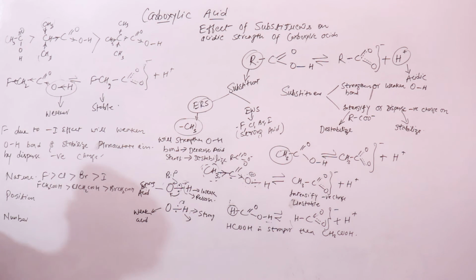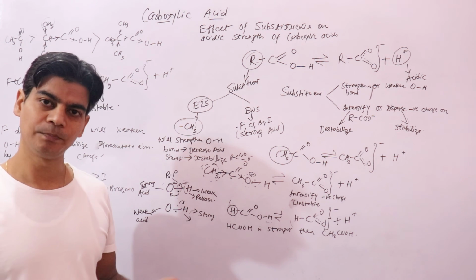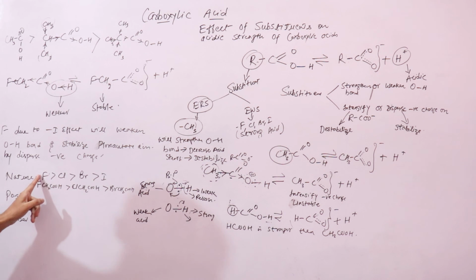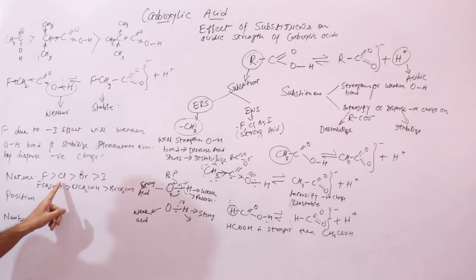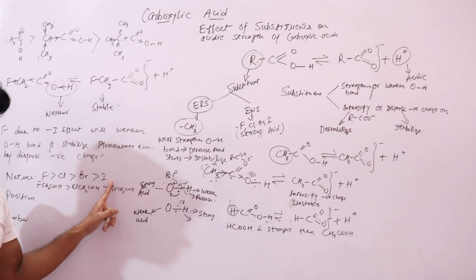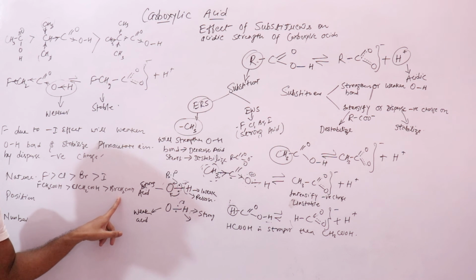And how does it do so? Nature, by nature we mean this halogen atom. We know that halogens are electronegative. So the more electronegative the halogen atom is, the stronger would be the acid, right? So fluorine is most electronegative, so it will attract the electron density more compared to chlorine. So fluoroacetic acid would be stronger than chloroacetic acid, and since chlorine is more electronegative than bromine and bromine is more electronegative than iodine, chloroacetic acid would be stronger than bromoacetic acid, right?